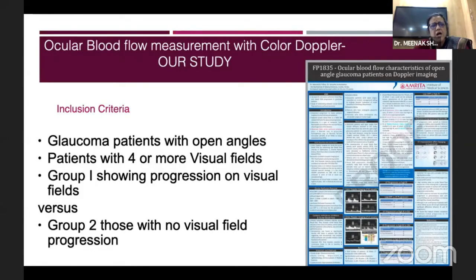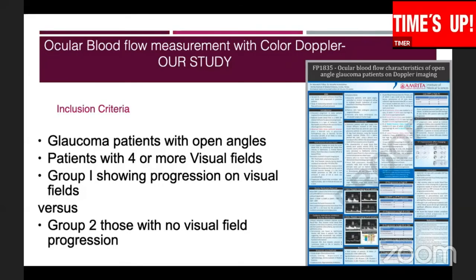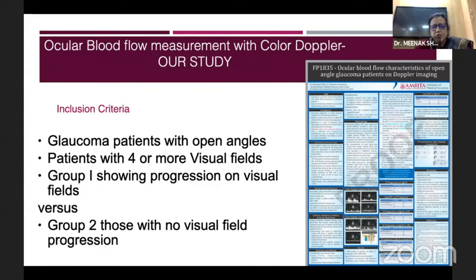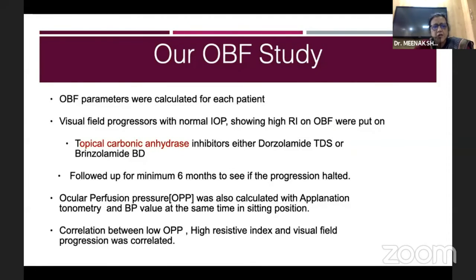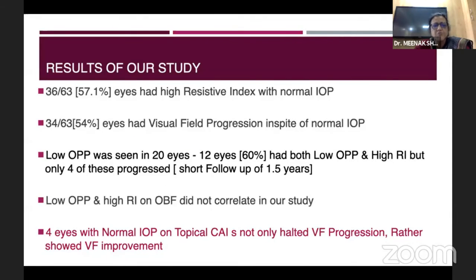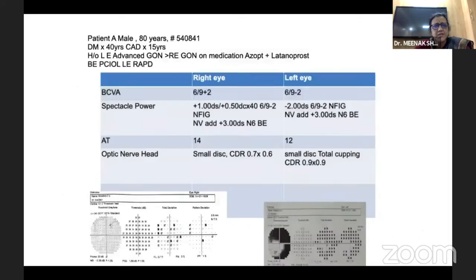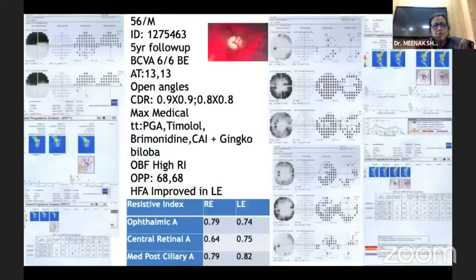This was one of our studies, in which we took glaucoma patients with open angles with 4 or more visual fields, and they found progression on visual fields. Patients who had progression were put on carbonic anhydrase inhibitors, and we could correlate with low OPP. We could actually find that these patients' visual fields improved once we had put them on CAIs. I will not go into these examples.